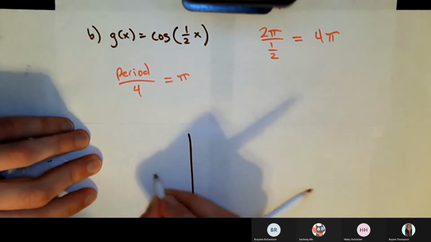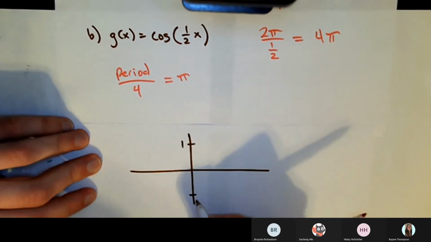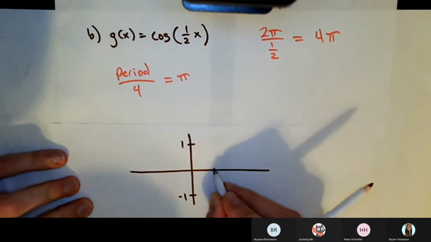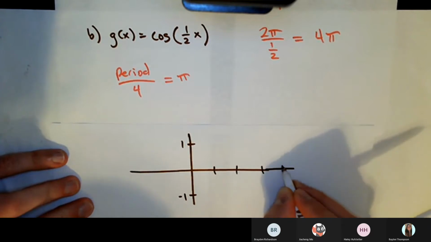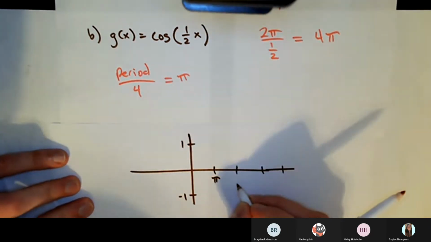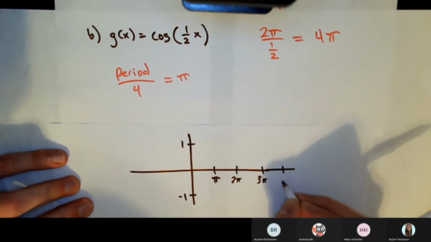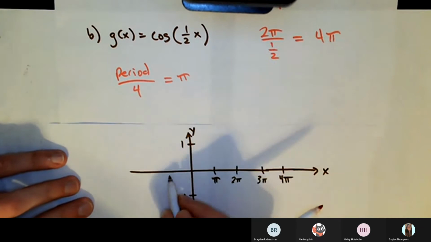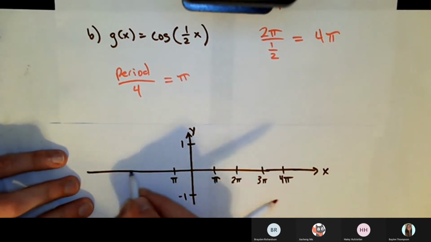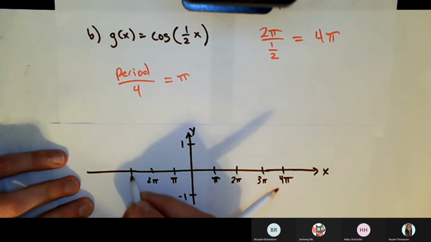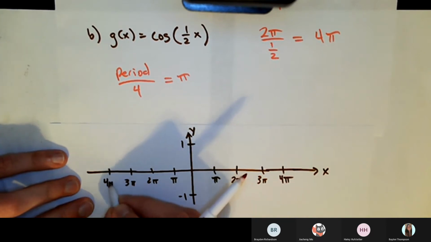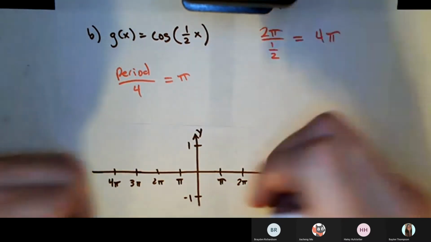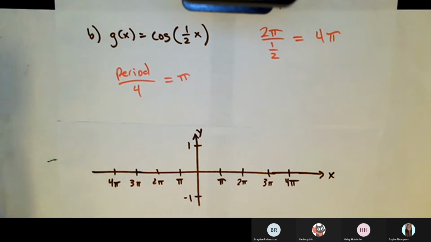So when I graph this, my amplitude is not changing here. My amplitude is still just 1 because I'm not multiplying on the outside. And now each of these tick marks is going to be counting by pi, right? So pi, 2 pi, 3 pi. So this one is extended. I'll go a whole period this way, 2 pi, 3 pi. What we expected when we multiplied by something inside the function that's less than 1 is a horizontal stretch. That's exactly what's happening here.